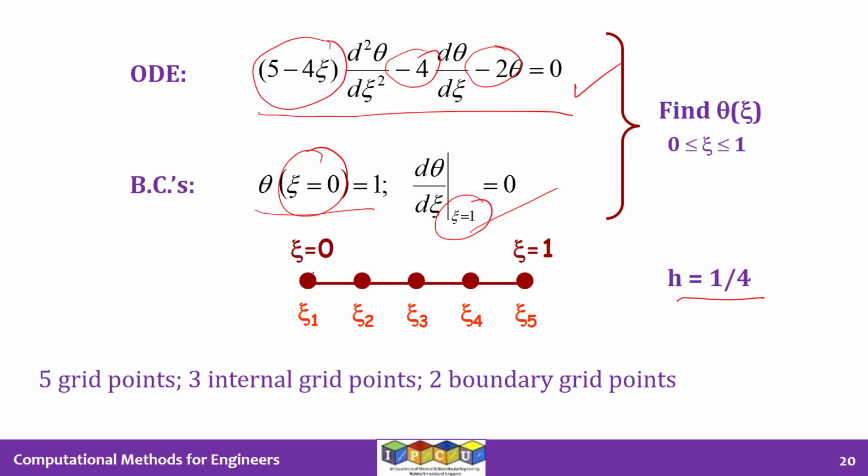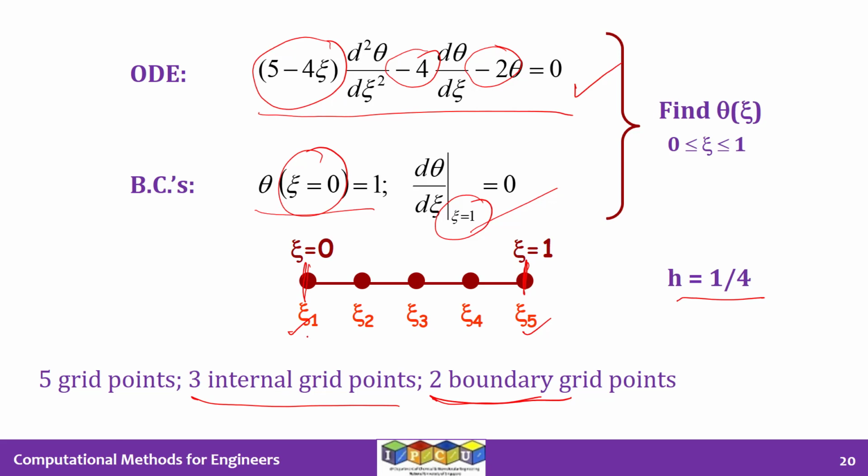So psi is equal to 0 is indicated as psi 1. Psi is equal to 1 is indicated as psi 5. So psi 1 and psi 5 are the boundary grid points. Psi 2, psi 3 and psi 4 are internal grid points. So totally for n is equal to 4, in this particular case, you have 5 grid points, and 2 of them as expected are boundary grid points and the remaining are internal grid points.